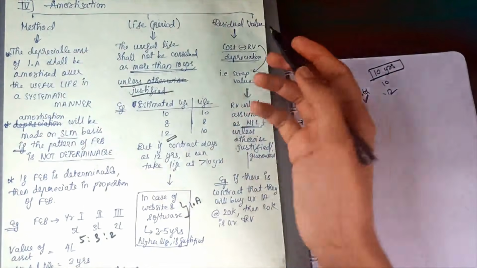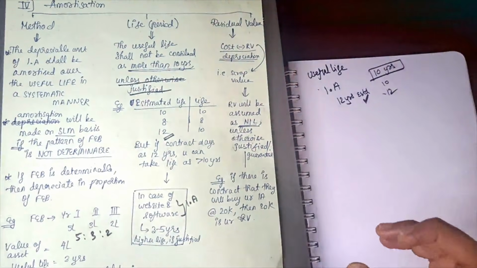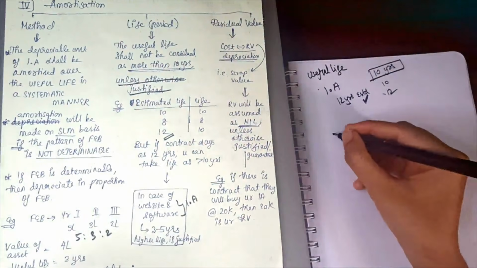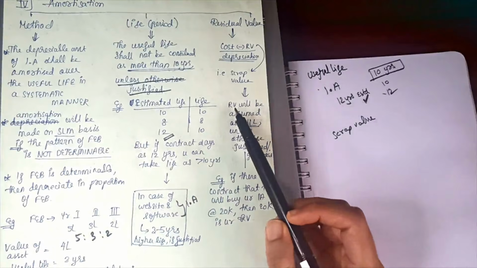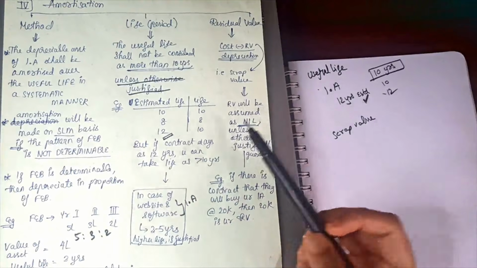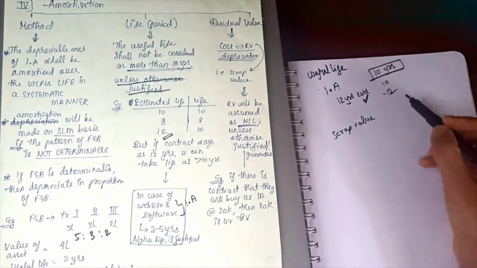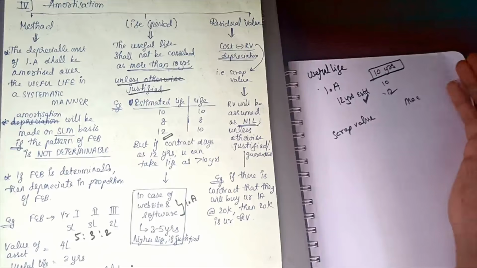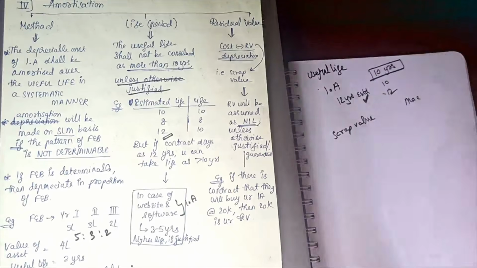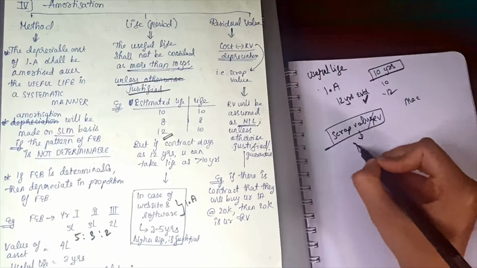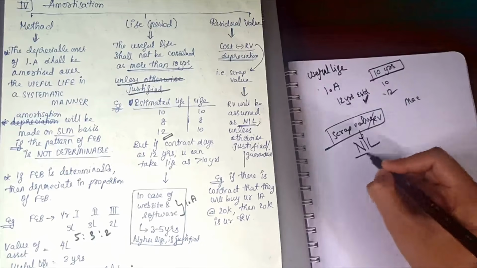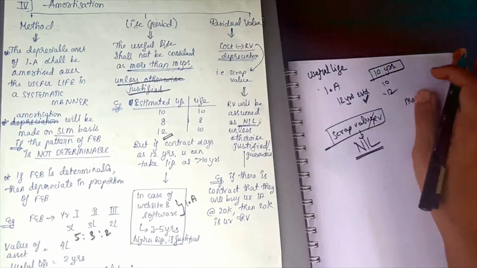Okay. Next what we are going to see is the residual value. I told you residual value is nothing but the scrap value of the asset. So residual value will be assumed as nil for intangible assets. For machinery, you keep some residual value and then calculate depreciation, but that is not how it is followed for intangible assets. For intangible assets, the scrap value or the residual value is considered to be nil, unless otherwise justified or guaranteed.